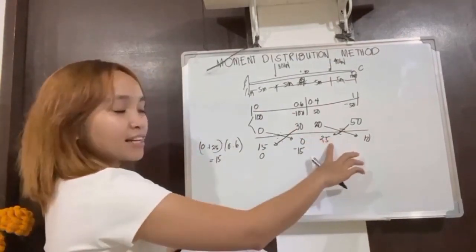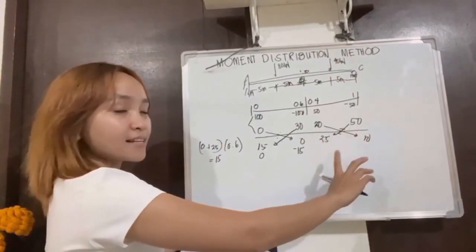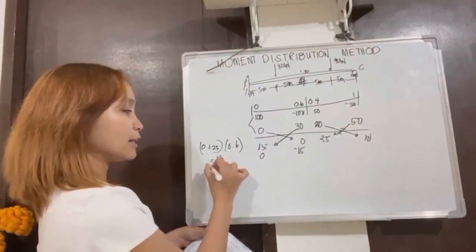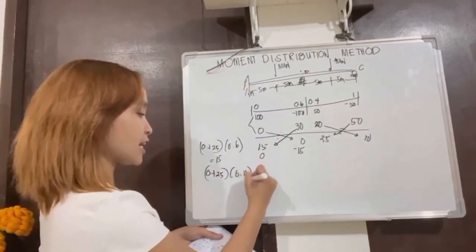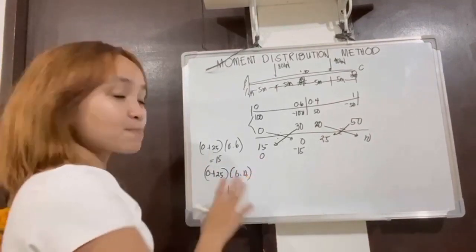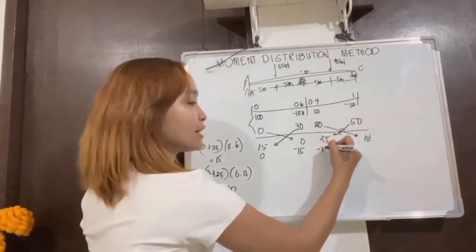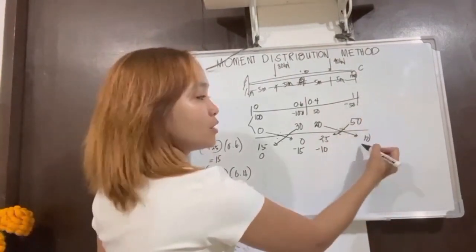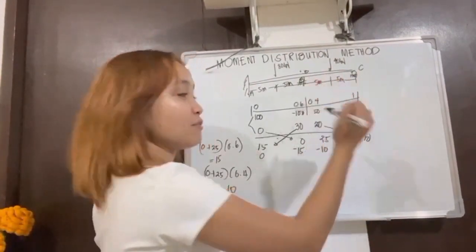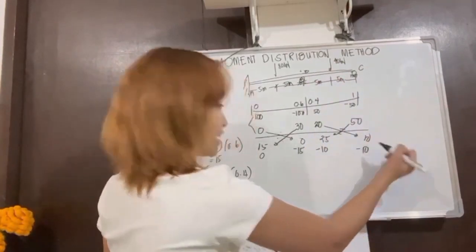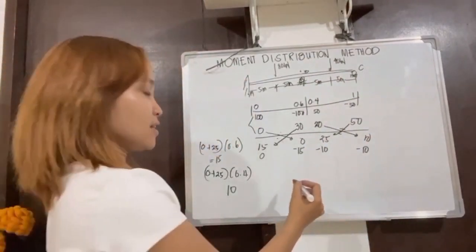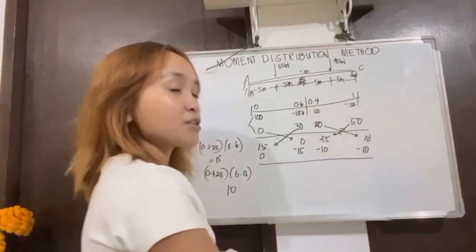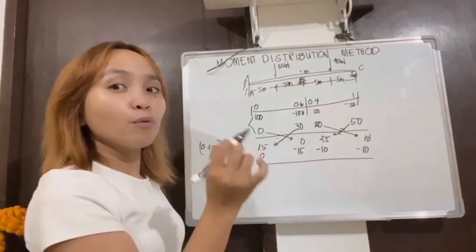Next, this is the portion on the right side of joint B, so 0 plus 25 times 0.4, our answer is 10. Since it is positive here, it is negative 10 here. The same here, 10 times 1, so the carryover of 10, since positive, is negative 10. Next, since that is done, we move to another joint, so the carryover moment again.